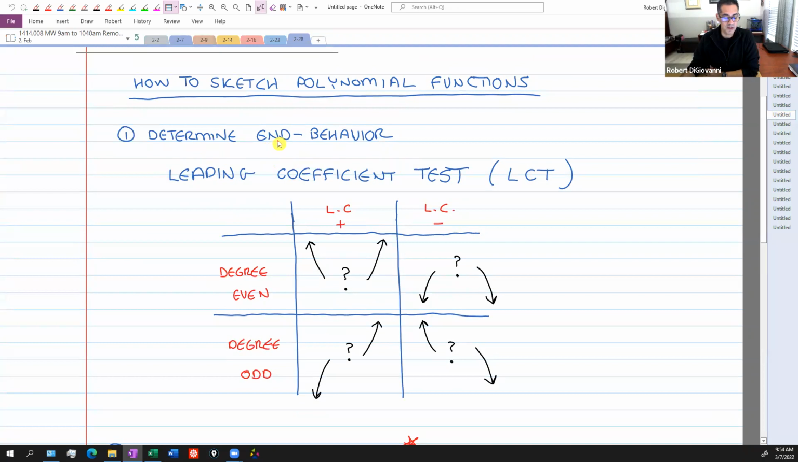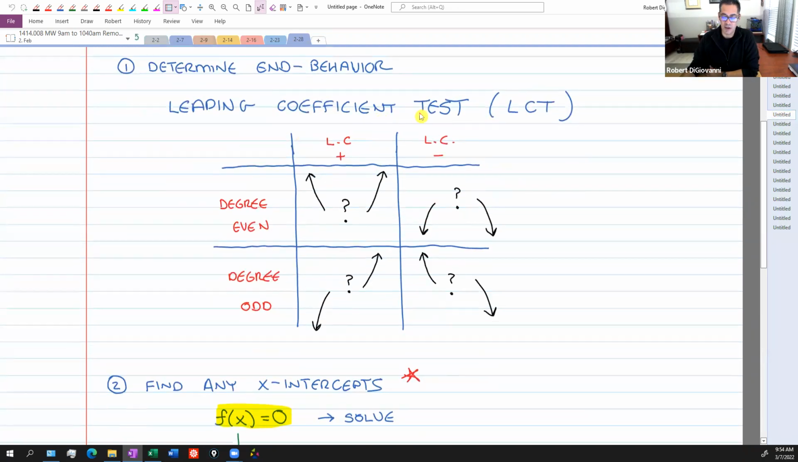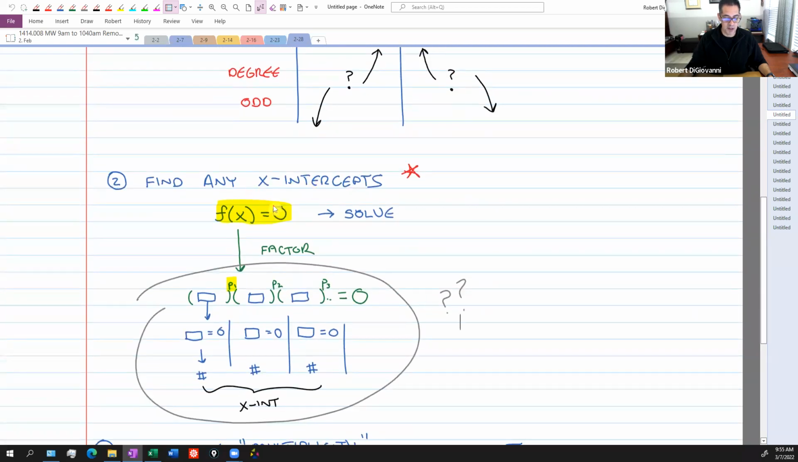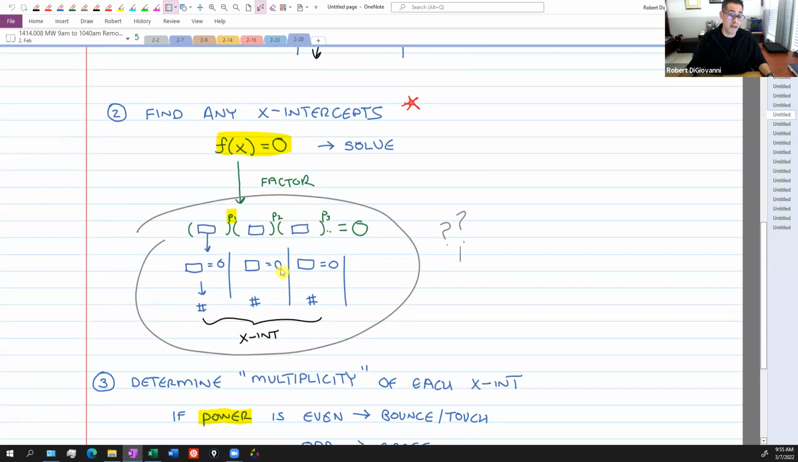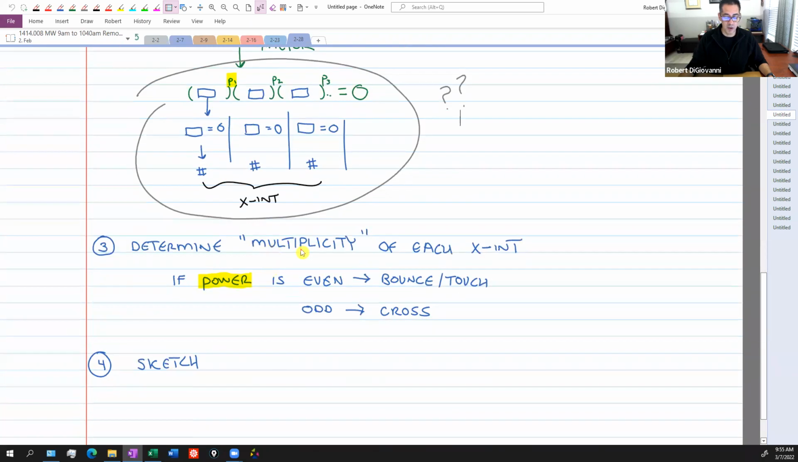We said first we determine the end behavior, and we use this leading coefficient test to figure out what's happening to the edges, right? Up, down, left, right. We look at the degree of the polynomial, and we look at the leading coefficient. Then we find the x-intercepts, and to do that, we have to set the function equal to 0 and solve, which meant we had to factor, and that factoring can be tough. And we also have to determine the multiplicities of each of the factors to determine if we bounce or cross. Does that all look familiar?